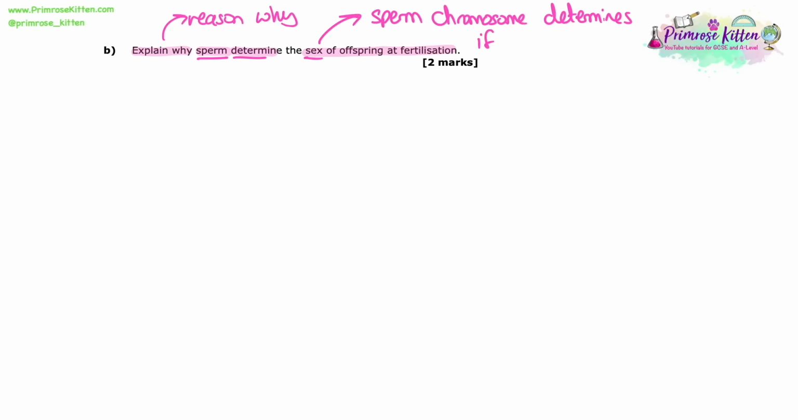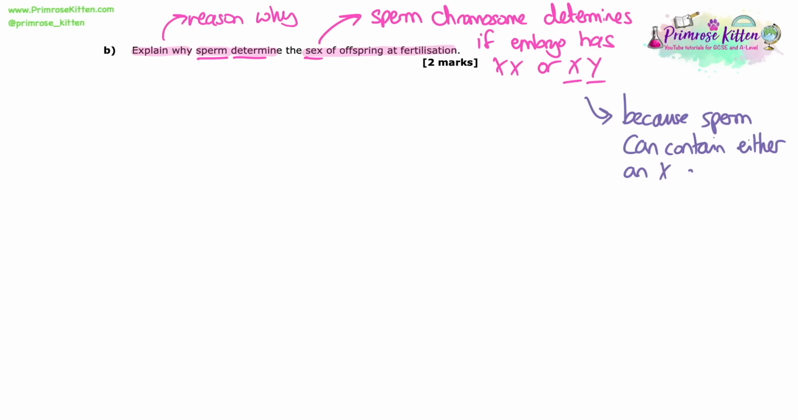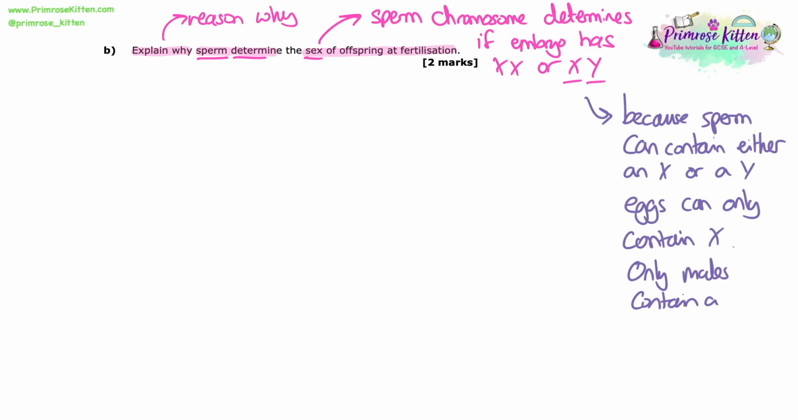Explain why sperm determine the sex of offspring at fertilization. So the reason why is what we need to try and say here. Why does the sperm chromosome determine if an embryo has XX or XY? And this is simply because sperm can either contain an X or a Y, depending on which chromosome is present out of the two options. Eggs can only contain X chromosomes because female cells can only donate an X chromosome to each gamete.